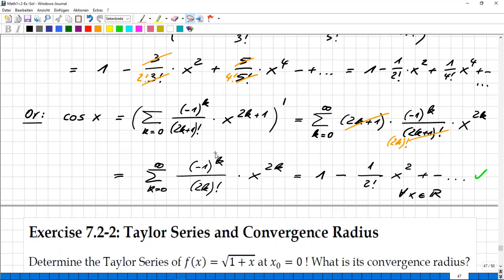So now this is the official summation form of the Taylor series of cosine of x at x equals 0, convergent also for all x element of R. As I told you, the convergence radius remains unchanged when differentiating term by term.